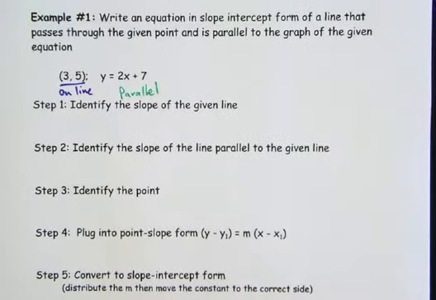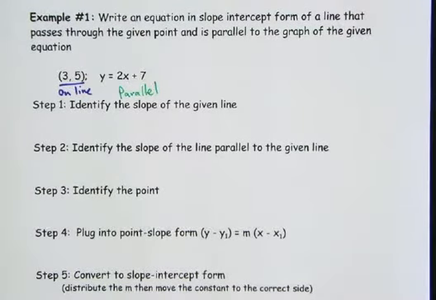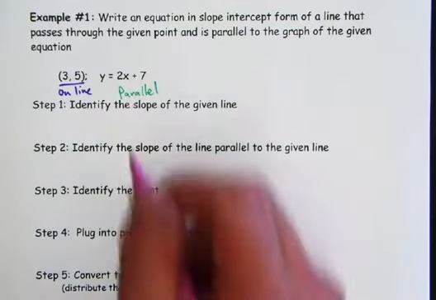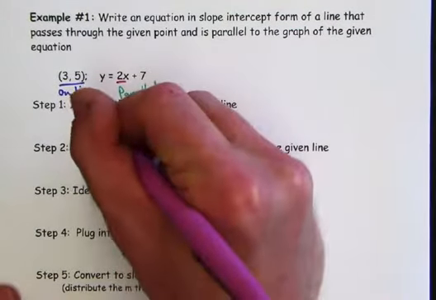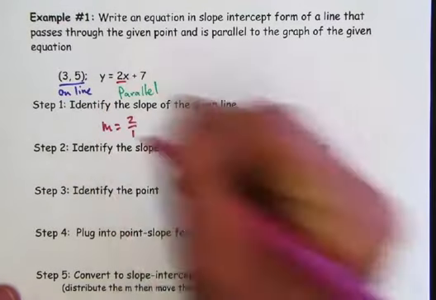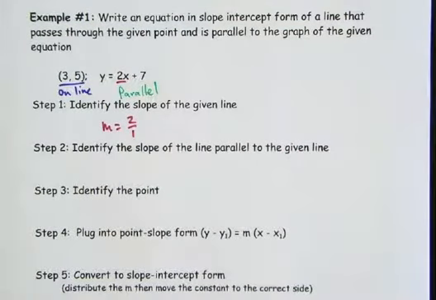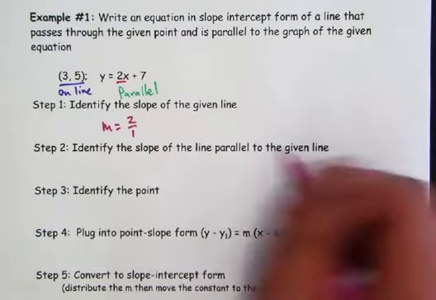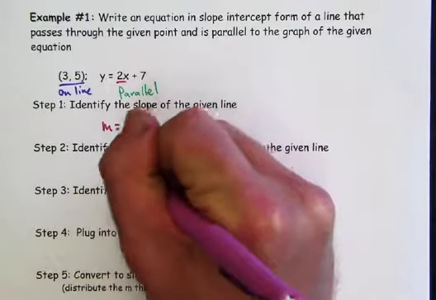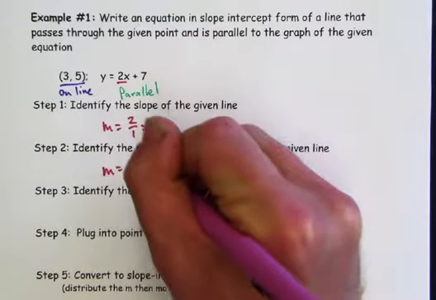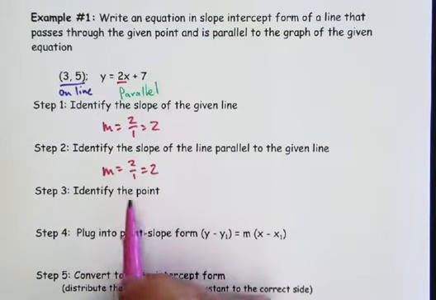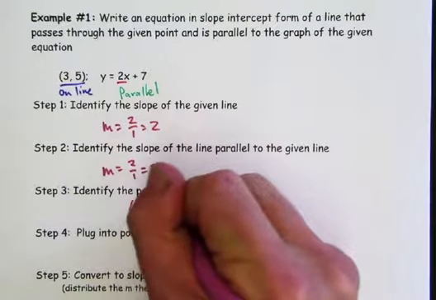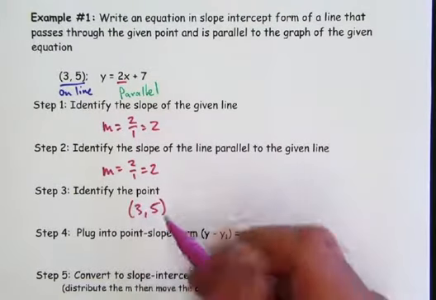So what do we need to do? Step 1, identify the slope of the given line. What's the slope here? That's not hard. We can see very easily that the slope is 2, so m equals 2 over 1. If that's the case, then we know that the parallel line has to have the same slope, m equals 2. We have to identify the point that we're on. We're given that, 3, 5. So now we have a slope, m equals 2, and we have a point, 3, 5.